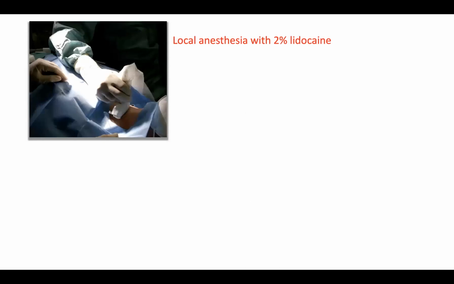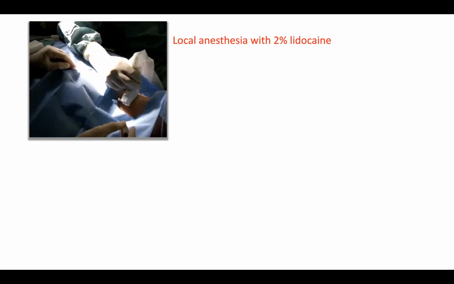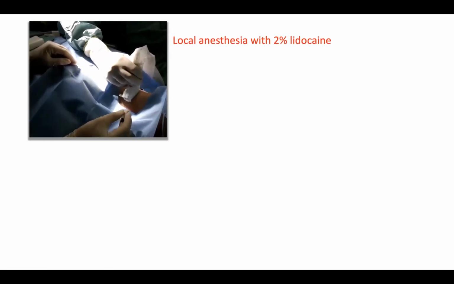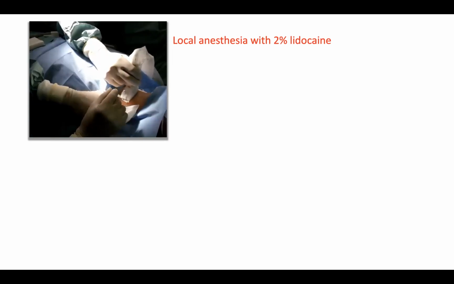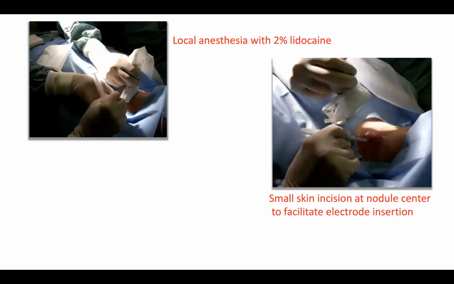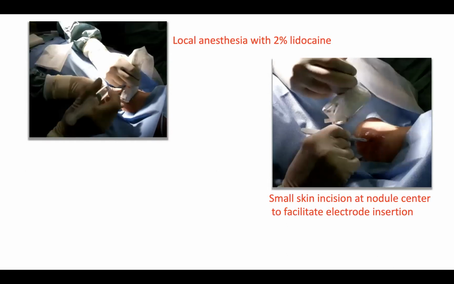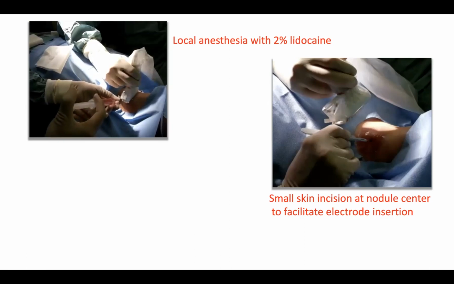Secondarily, we perform the local anesthesia, injecting 2% lidocaine, exactly as I said, in the geometrical center of the tumor. This will be the only hole through which all the procedure will be performed. After that, after the anesthesia, we perform a small skin incision at the nodule center in order to facilitate the insertion of the electrode during the ablation.